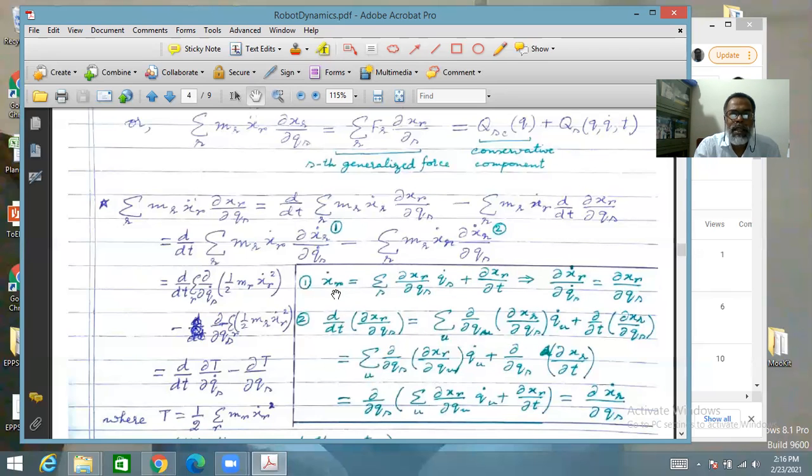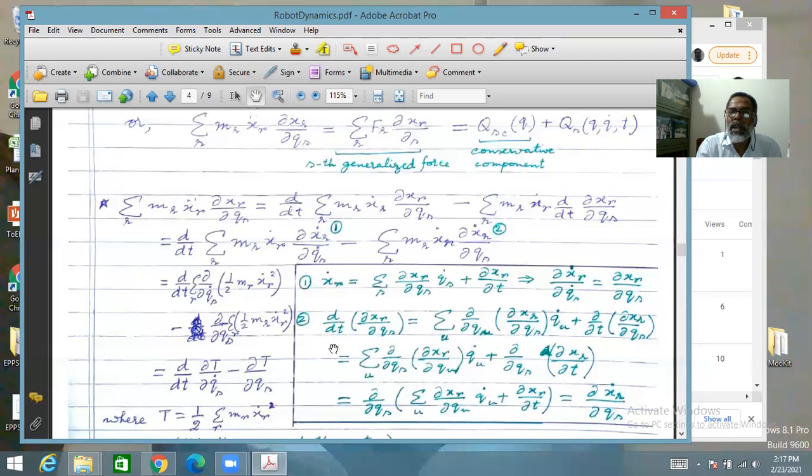Now the second one, this one. Okay. The way we talked about differentiation of xr dot, like that you can talk about time differentiation of this. Here we were talking about differentiation of xr dot with respect to this. Now here we are talking about differentiation of this partial derivative with respect to time. Again, xr is a function of q1, q2, etc. and t. So del xr by del qs is also a function of those things.